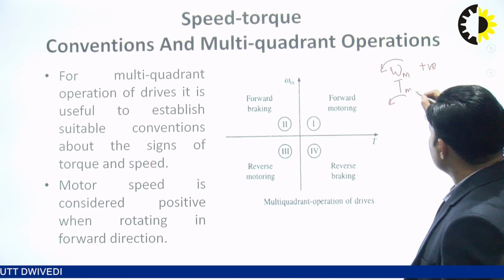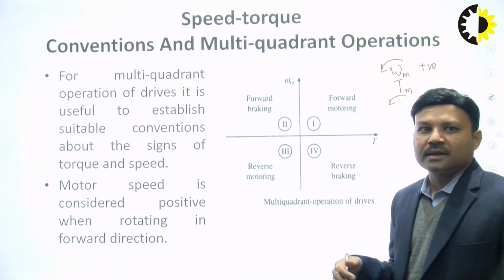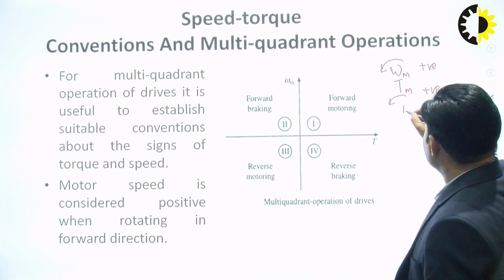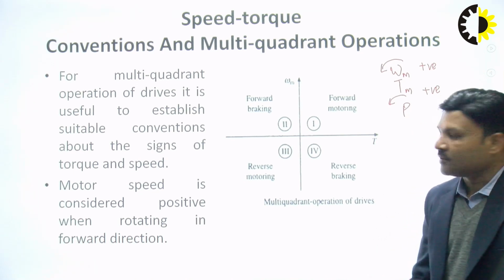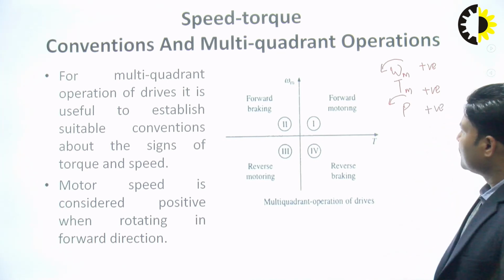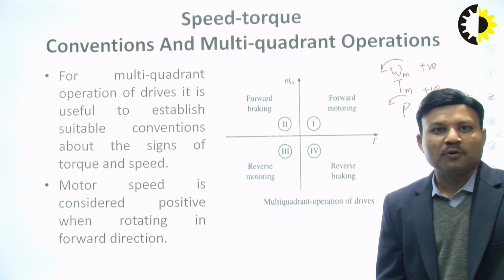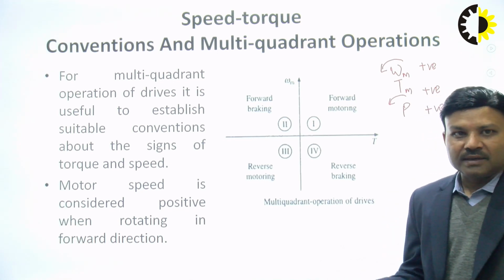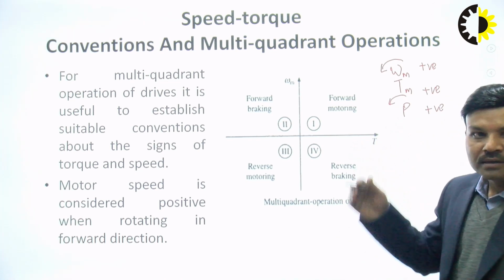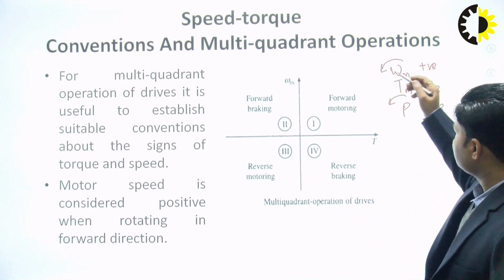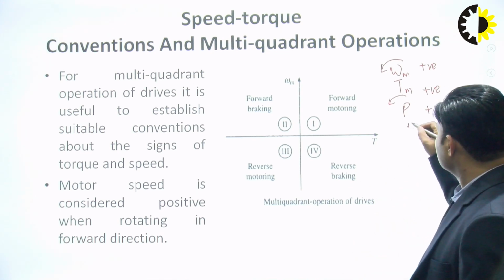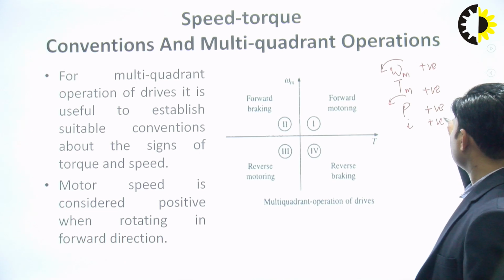Similarly, torque is also produced in the anti-clockwise direction, and therefore torque is also positive here, and therefore power, which is the combination of motor speed and motor torque, is also positive here. So in the motoring mode, as we all know, power flow is from source to the load side, that is, the load is our motor. So power is flowing from source to the motor, and since the direction of speed and the direction of torque are the same, we can say current is also positive here.